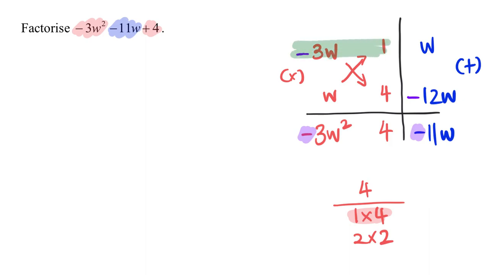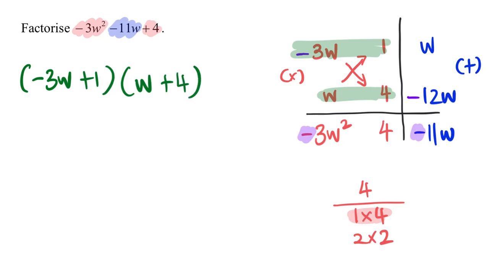So this will be the final answer for the factorized form. Negative 3w, positive 1, positive w, positive 4.